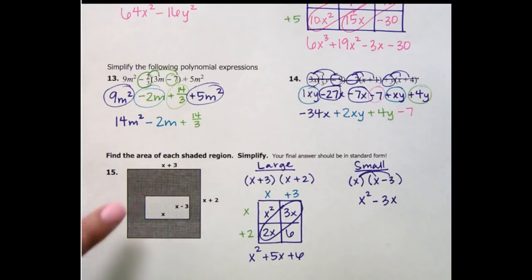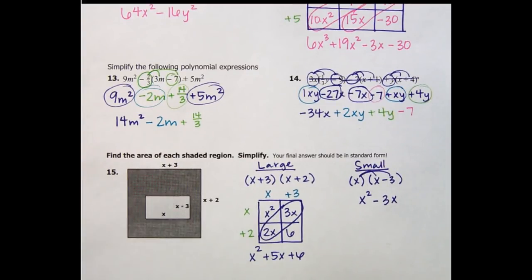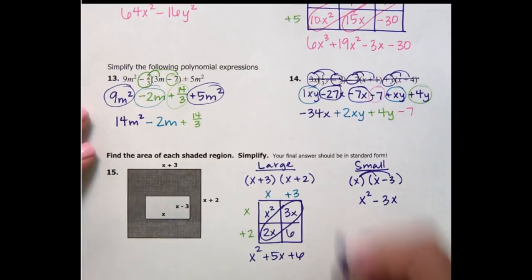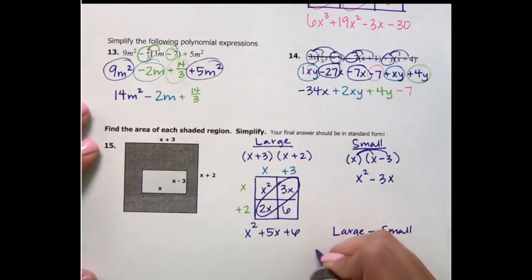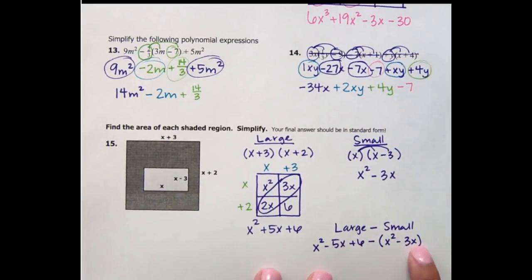Well, I want the area of just the dark region. So I have to subtract the area of the light region. Or I want the area of the large, but not including the area of the small. So now, what I want to do is large minus small. So the area of my large rectangle is x squared plus 5x plus 6 minus, in parentheses, x squared minus 3x. Because I have to subtract this whole thing.